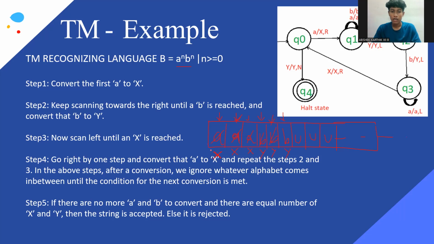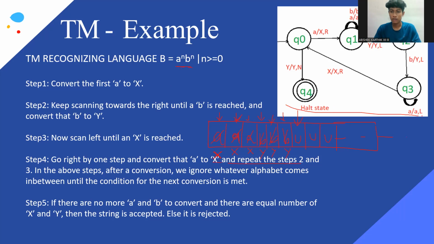end of the tape. And then we keep scanning to the right until we reach the end. If we find any other B's or A's here, that means that string is not acceptable by this language. But if we keep going right until we reach a blank, then that means this string is accepted by this language. So that is the logic used.